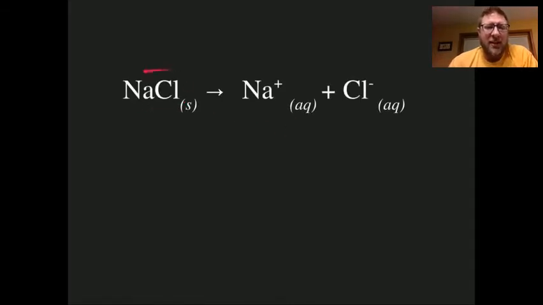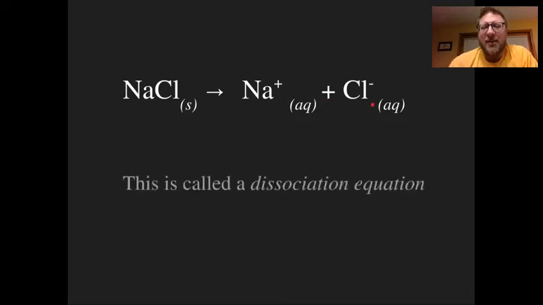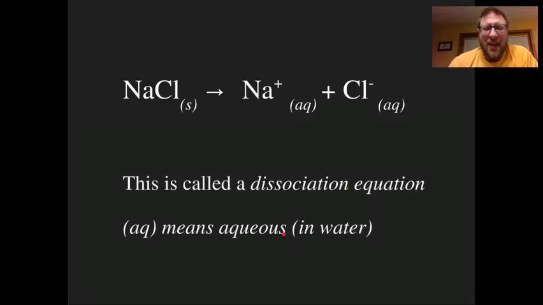We started off with NaCl as a solid. This (s) in parentheses says that it's a solid. And we'll use an arrow to show what this breaks up into. It breaks up into the Na+ ions and the Cl- ions. You'll notice this (aq) after the Na and the Cl. That's telling us that it is aqueous, all right, meaning dissolved in water. So we call this whole equation here a dissociation equation.